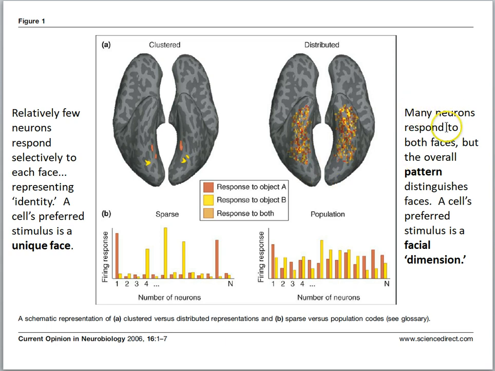So in this view, many neurons respond to both faces, but the overall pattern distinguishes the faces. A cell's preferred stimulus is a facial dimension. So here we see that a lot more of the cells are responding to both faces, but they don't do so equally. Here we have a neuron that responds more to face B than to face A. Here we have a neuron that responds more to face A than to face B, but it's the overall population pattern of activity that would be able to code for the unique identity of a face. And this is called population coding.